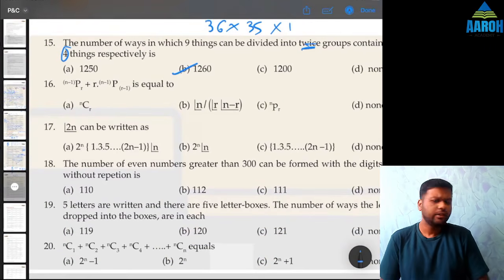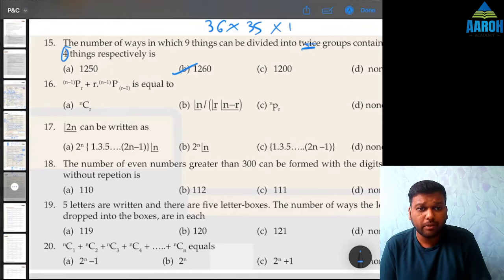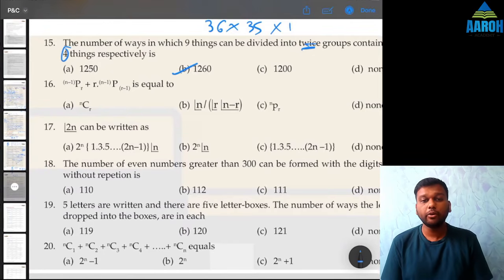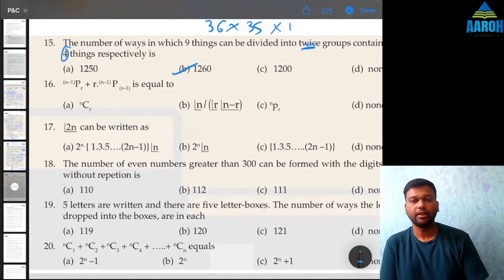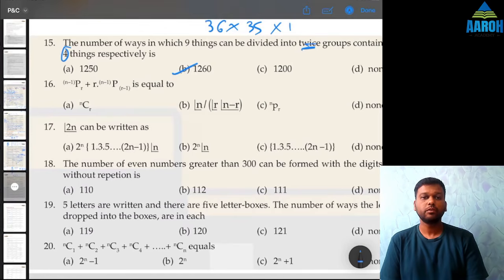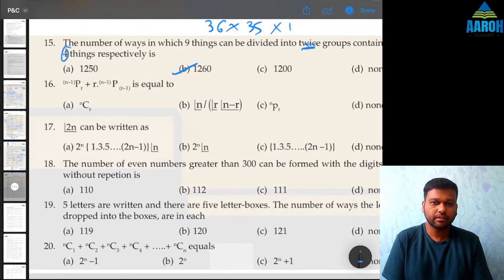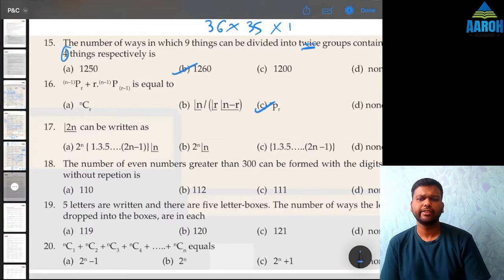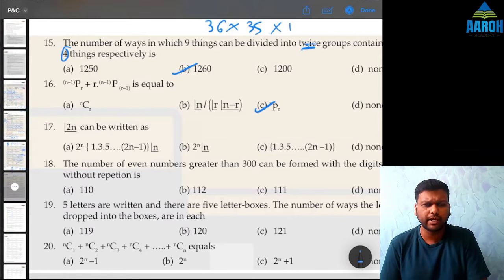16th. Okay. (n minus 1)Pr plus r into (n minus 1)P(r minus 1) is equal to what? Now if you know the identity or the property, then you know that the answer is option C. Okay, that is a benefit of remembering formulas, because you can take some answers directly.